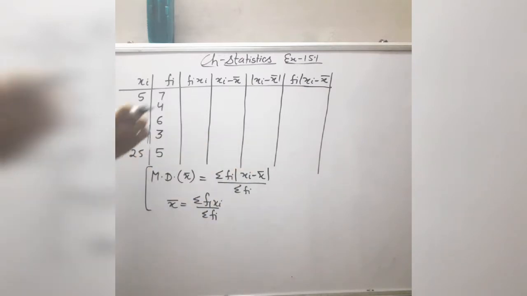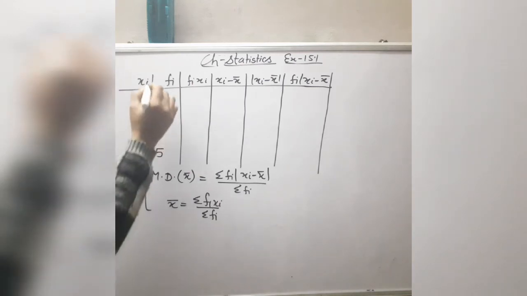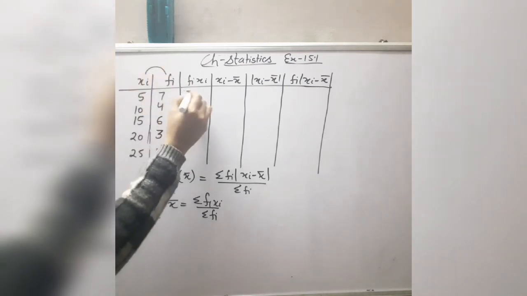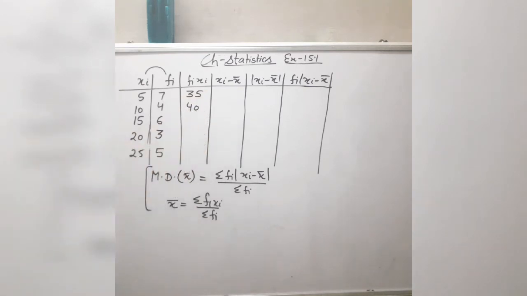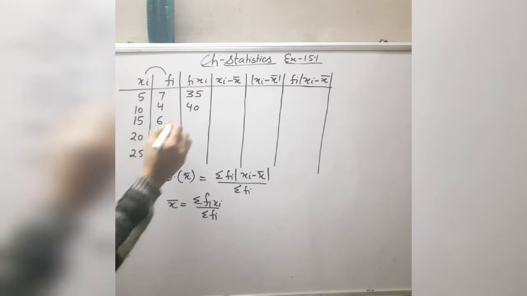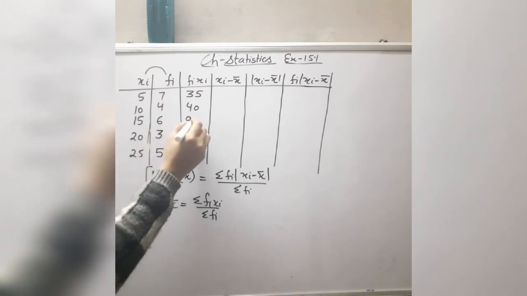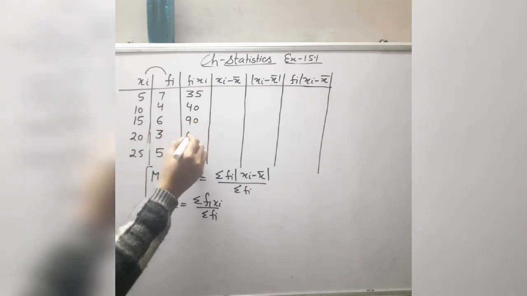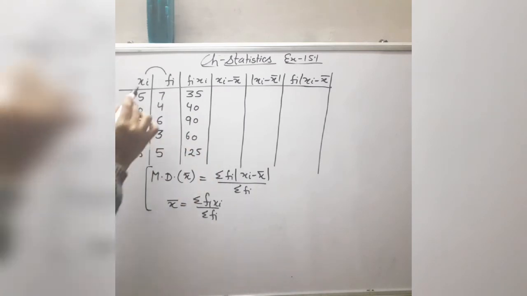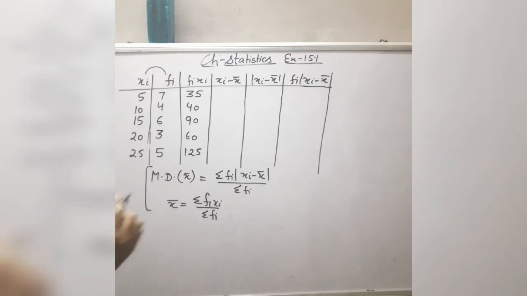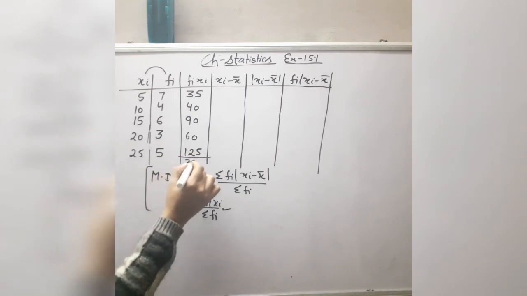So now these two columns are given to you. The heading of the third column is fi into xi. So find the product of these two columns. This is 35. If you have learned all the formulas, after that it is just calculation work, so do the calculations very carefully. This is the product of fi and xi. Now we need the sum of this column for the mean, fi into xi. This is equal to 350.